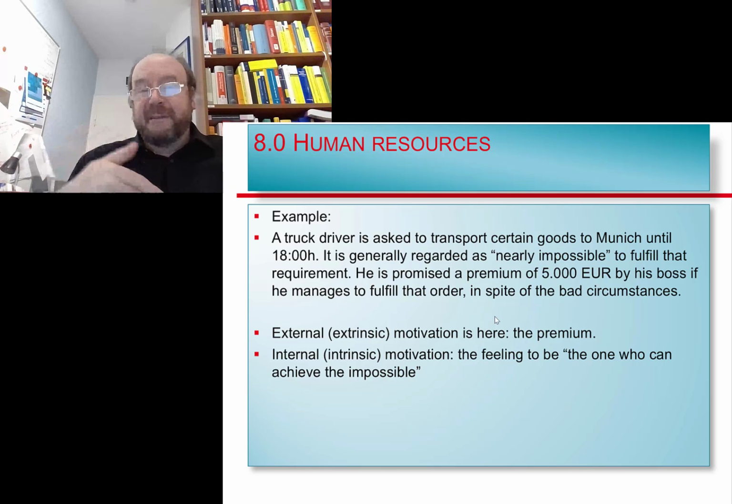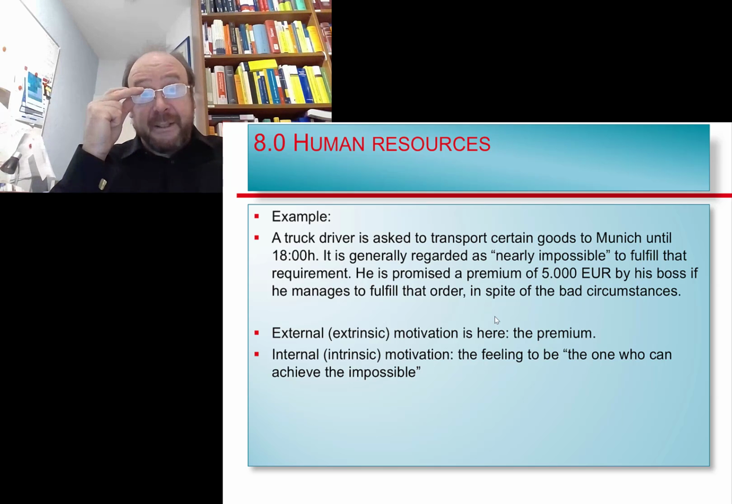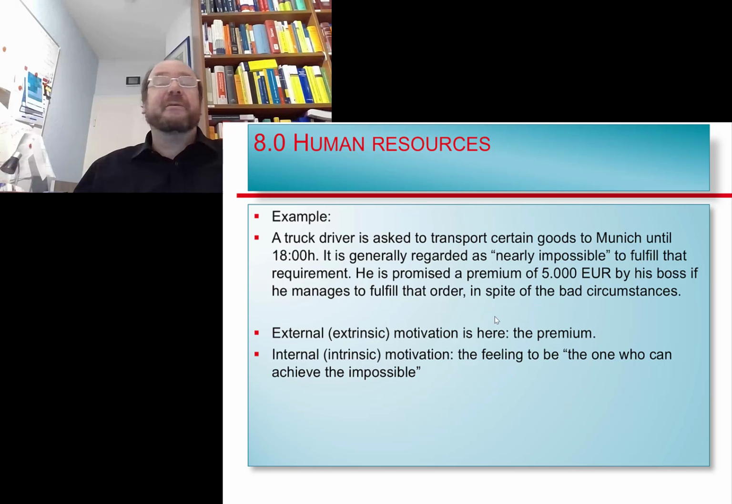And intrinsic motivation and extrinsic can meet. Imagine there is a lorry driver, a truck driver, you want to motivate him or her to transport goods to Munich until 6 o'clock in the afternoon, and that's nearly impossible, but you promise to that person a premium of some €1,000 if that can be accomplished in time. So extrinsic motivation would be €5,000, that's big money, and the intrinsic motivation would be, I want to be that truck driver who managed to do the impossible. I will be at Munich at 6 o'clock, even if nobody regards that as possible. That makes me proud.